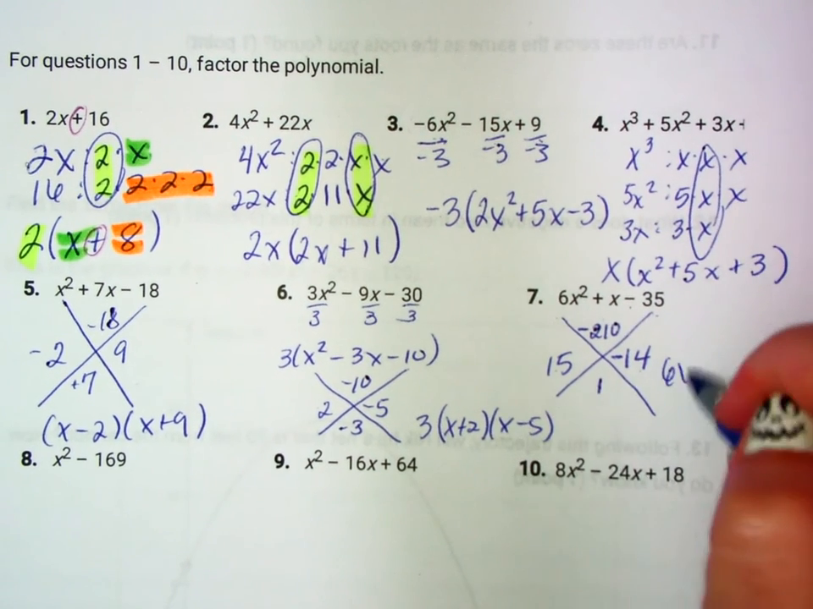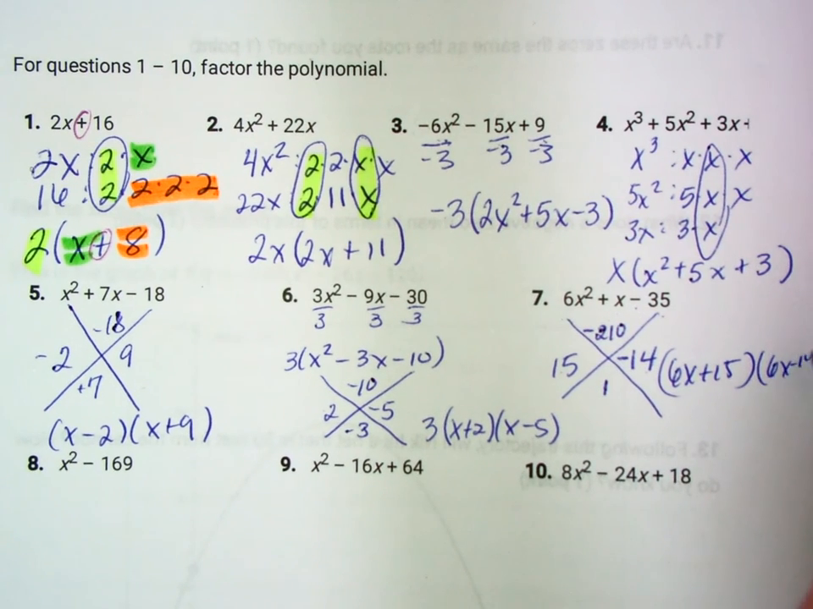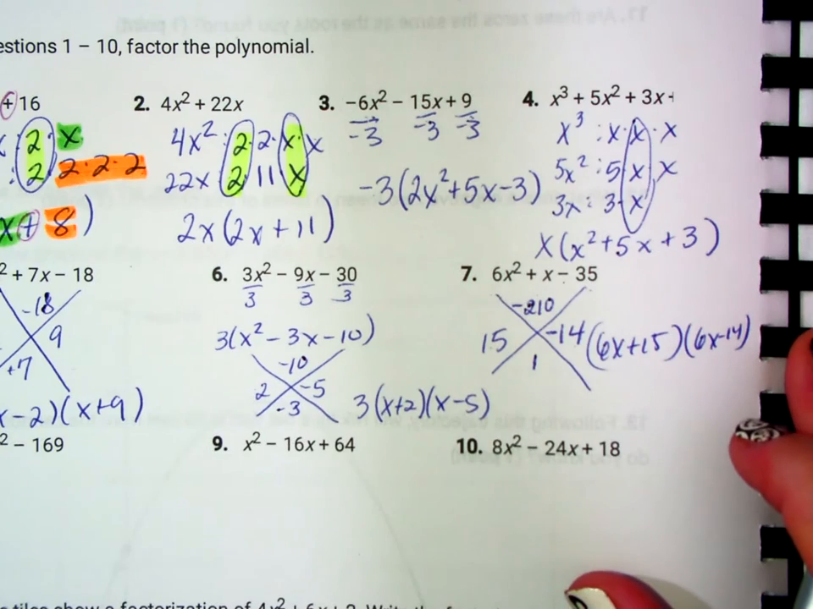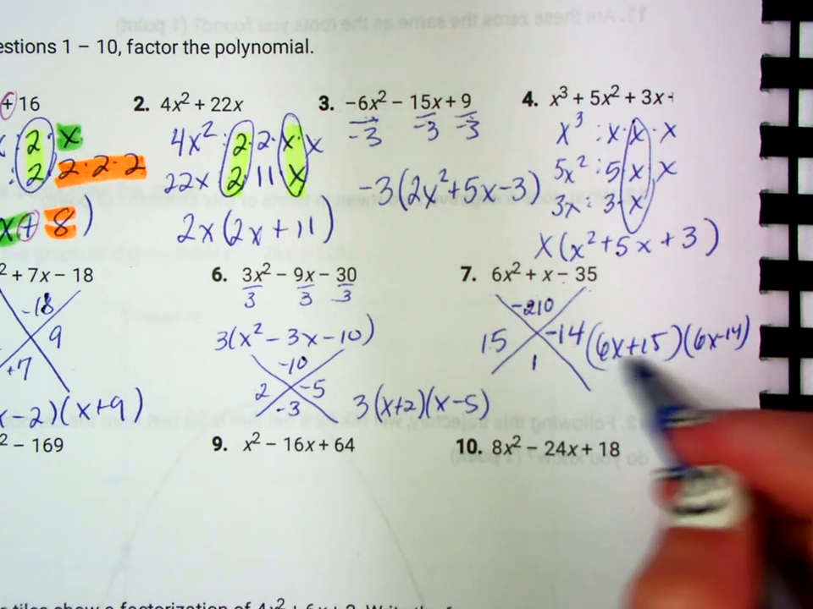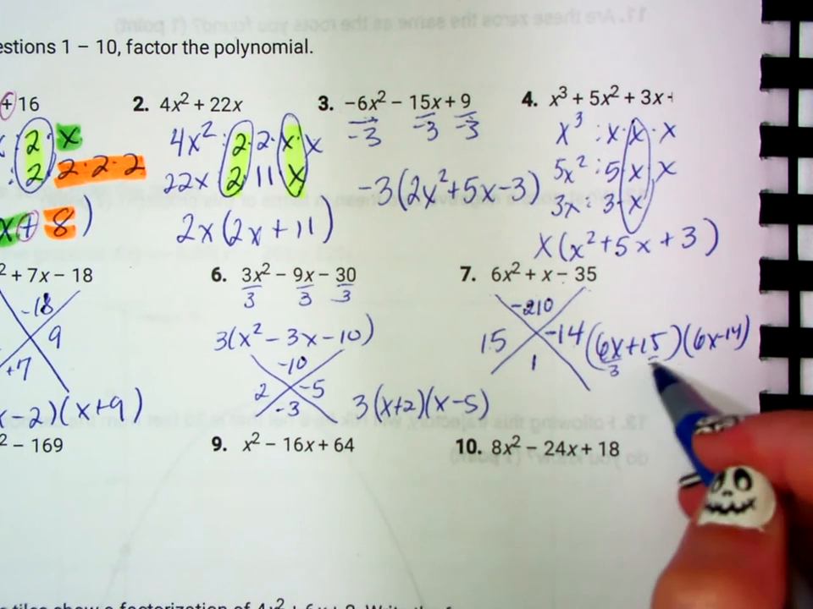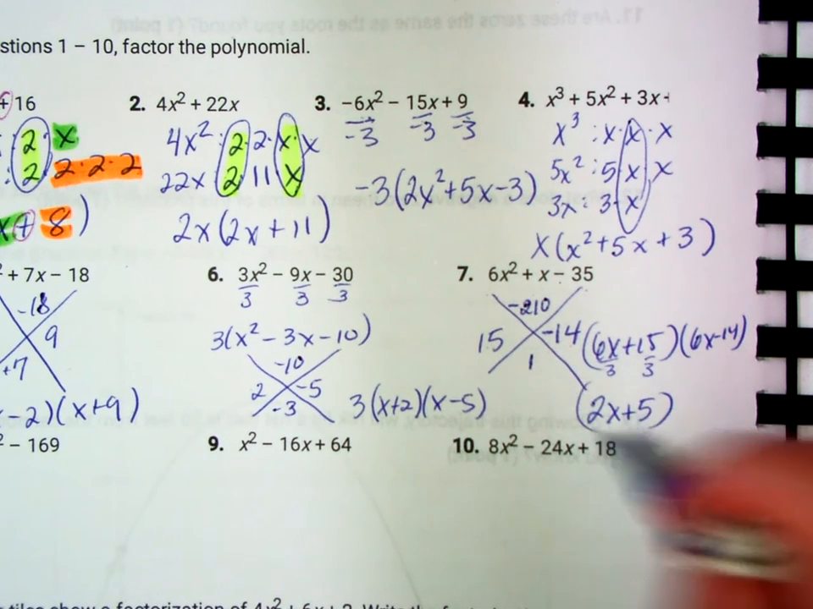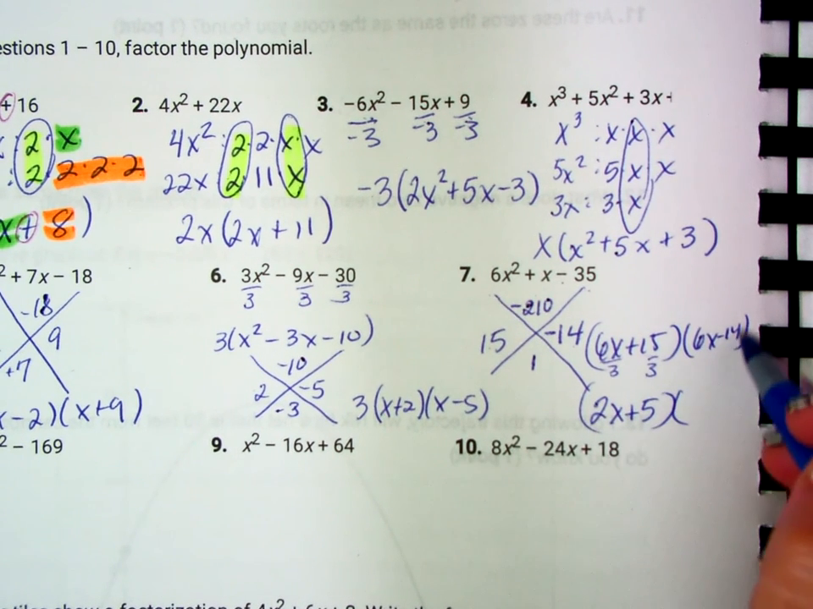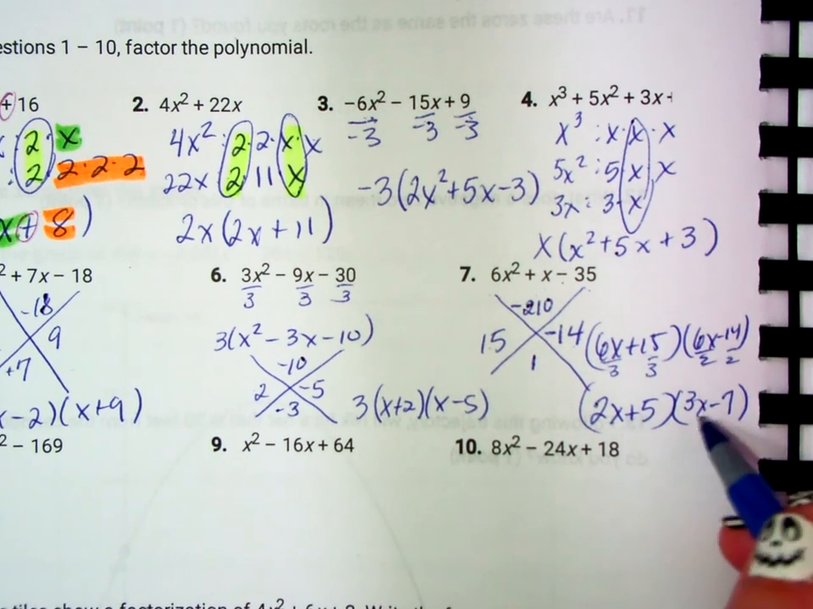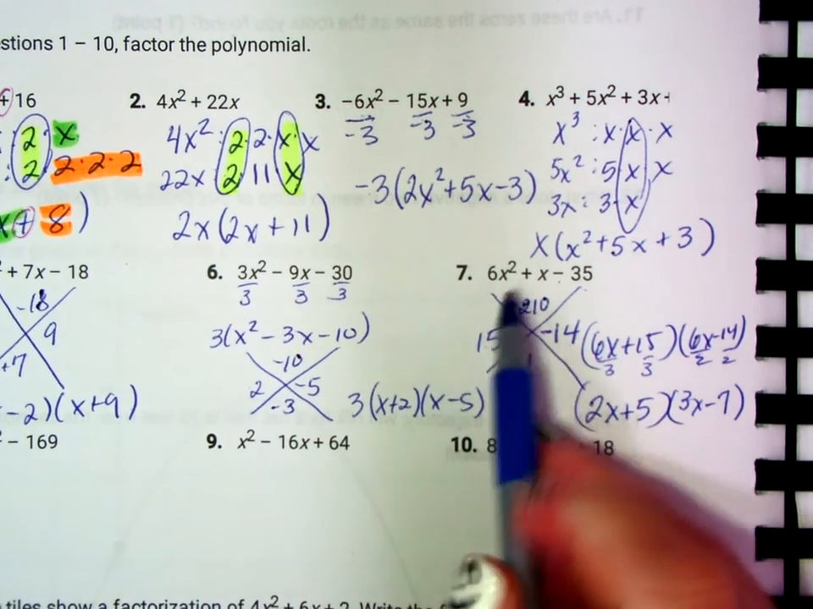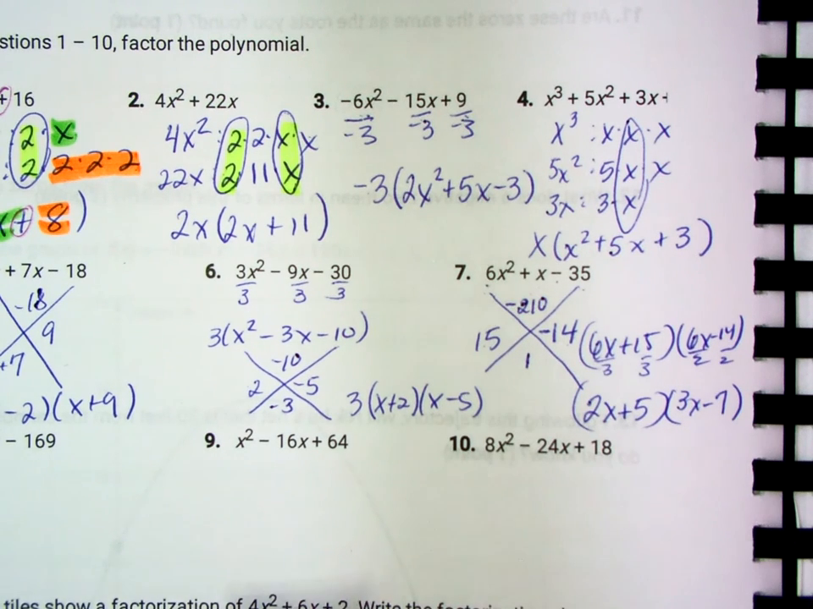But this time when I write out the factors 6x plus 15 and 6x minus 14, I do need to take an additional step in reducing these factors. So in this one, a 3 can go into both, so 3 into 6 and 3 into 15. This is going to leave me a final factor of 2x plus 5, and 2 goes into 6 and 2 goes into 14, leaving me 3x minus 7. So the final step on these bigger polynomials, or with a leading coefficient greater than 1, is that you do need to reduce the factors.